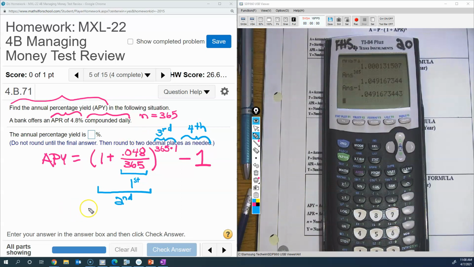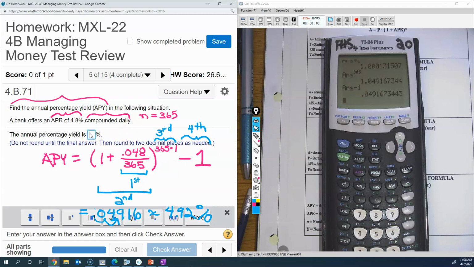Okay, so if you're doing 4.8 and it was compounded daily, you're really earning 4.9% interest. 4.92. So you're better off than you think. It's not 4.8, it's actually 4.92.